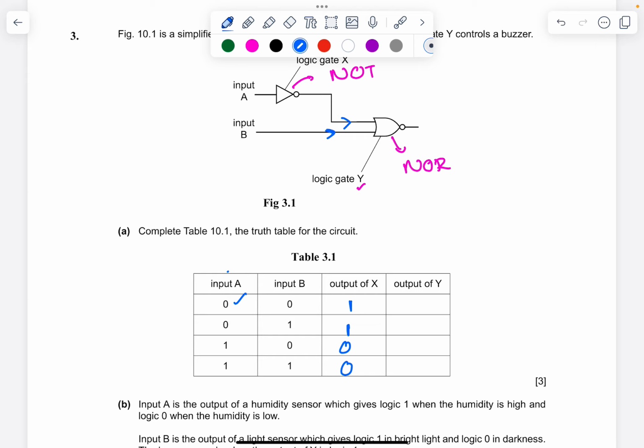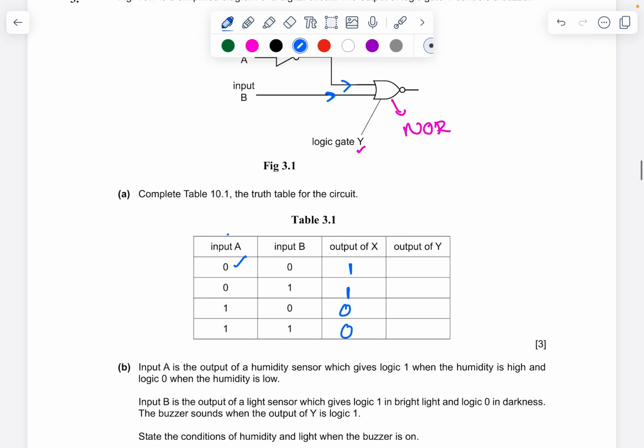And at B we have a NOR gate. So what am I going to use? I am going to use this as the input and this as the input for Y. These two will be going into Y. But Y is a NOR gate. What is a NOR gate? A NOR gate is nothing but the opposite of an OR gate.